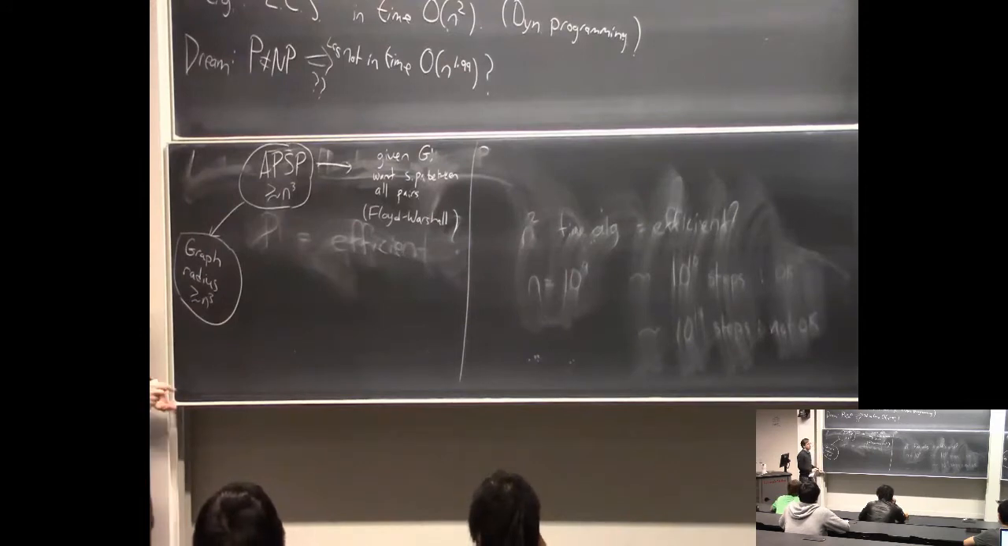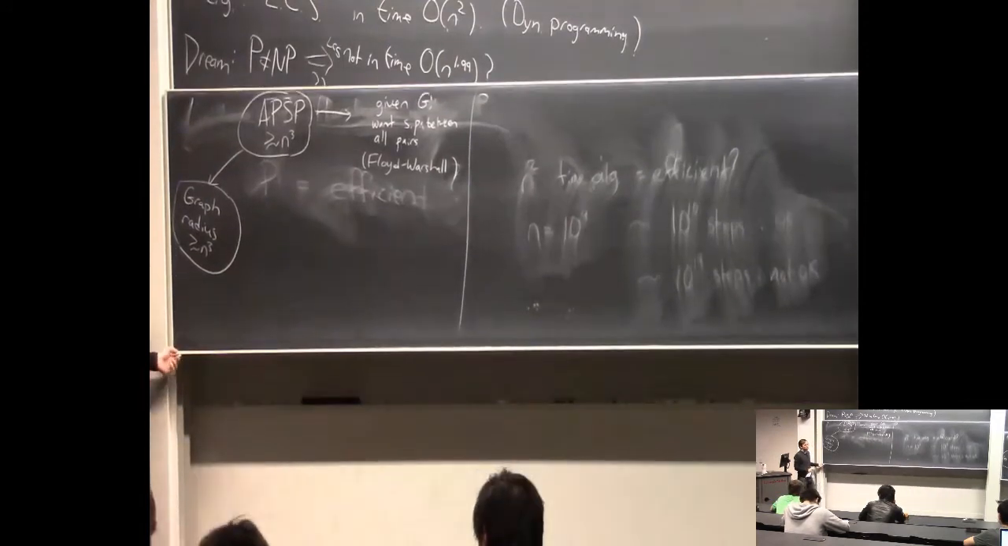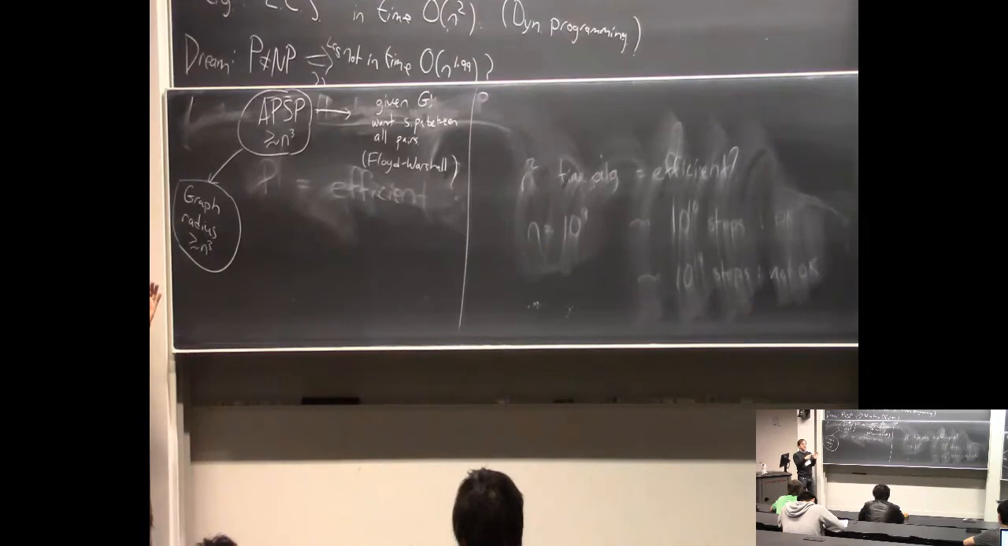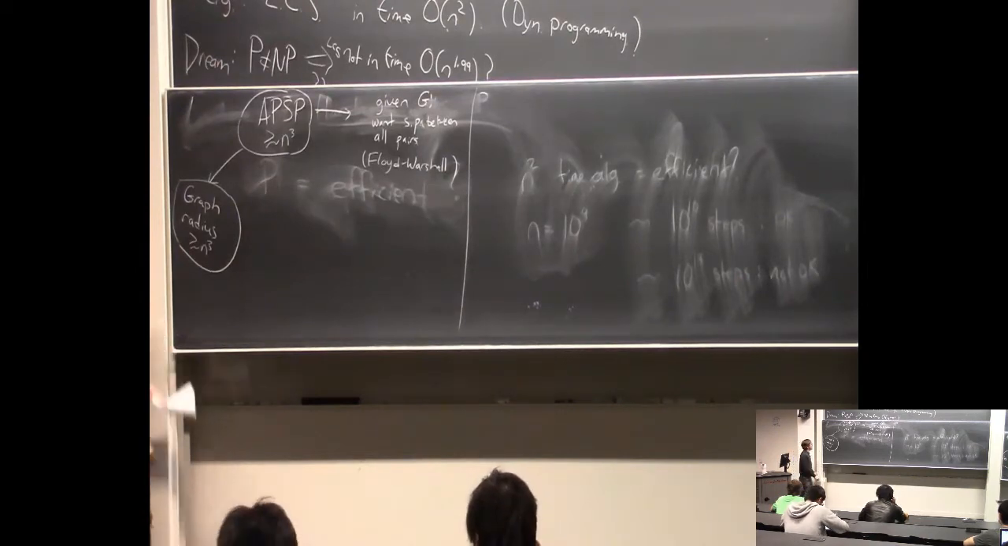What is the graph radius? The easiest way to think about it is you want to find the vertex such that if you call that vertex the center, every other vertex is close to it. I didn't say that well. You want to find the vertex which minimizes the maximum distance among all other vertices to that central vertex. Somehow the most central vertex. So it takes n cubed time.